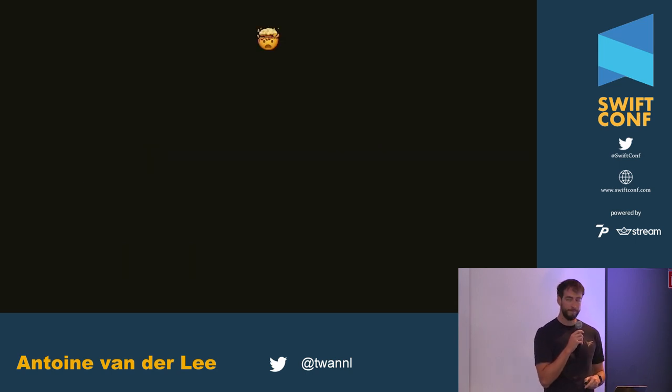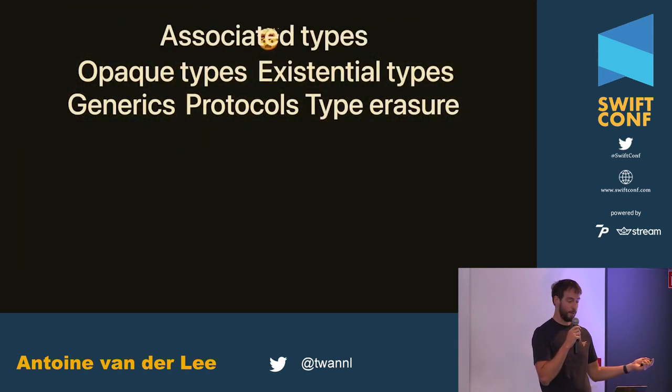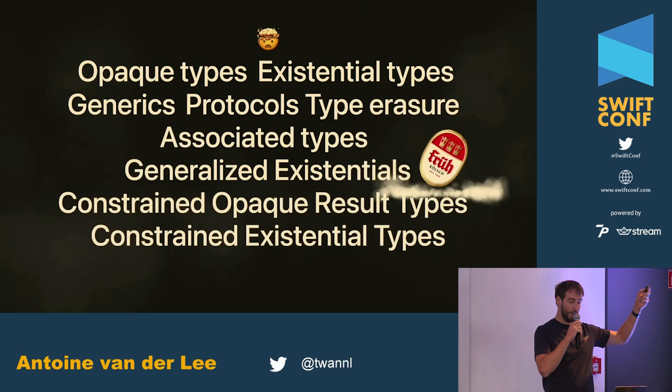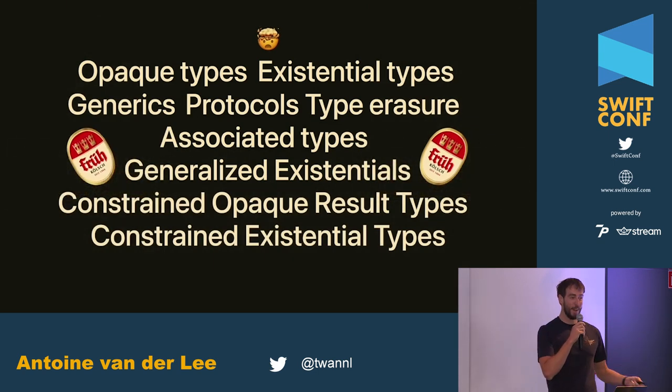But I'm not sure about you. There are so many types: existential types, type erasure, associated types, all kinds of things. And we have beer from yesterday. And I'm here to tell you about generics and opaque types and all those kinds of things.